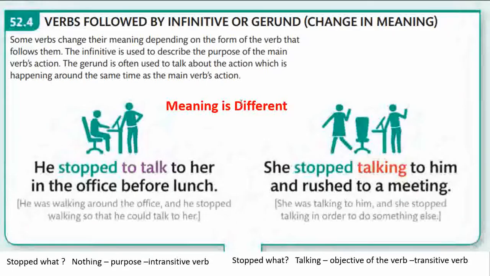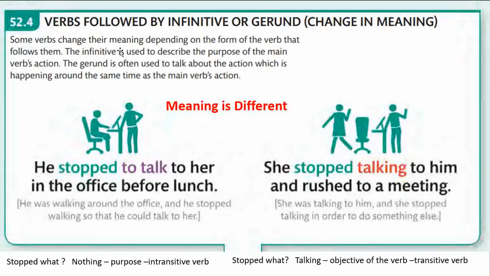Now next we have something very interesting. Over here the change in meaning will take place. So please bear in mind, previously we had looked at certain verbs where they take infinitives, or gerunds, or both after them. Now we have certain verbs followed by an infinitive or a gerund, but over here the meaning, the context, will change completely. So please be very mindful of this part of the lesson.